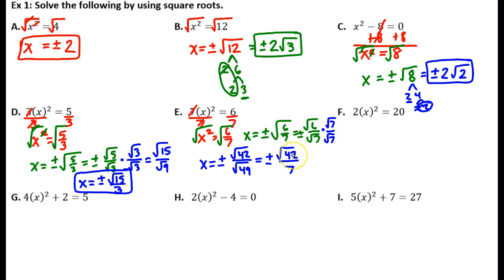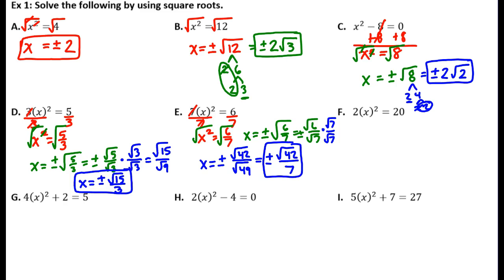If you factor tree 42, that breaks down to 2 and 21. 21 breaks down to 7 and 3. You don't end up with any pairs there, so the square root of 42 is as simplified as it can get. So my final answer is plus or minus square root of 42 all over 7.